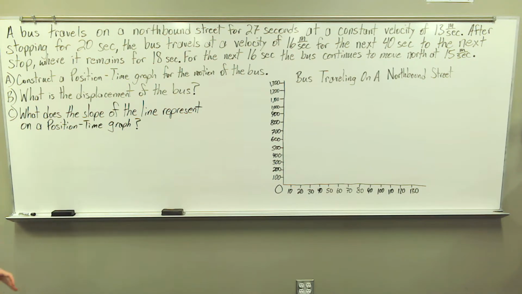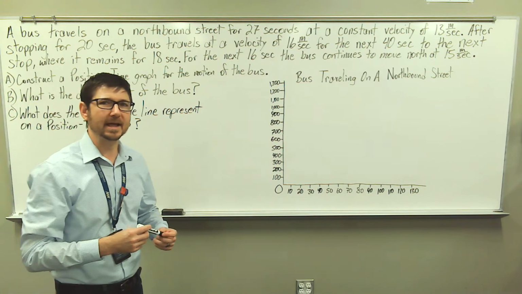A bus travels on a northbound street for 27 seconds at a constant velocity of 13 meters per second. After stopping for 20 seconds, the bus travels at a velocity of 16 meters per second for the next 40 seconds to the next stop, where it remains for 18 seconds. For the next 16 seconds, the bus continues to move north at 15 meters per second.